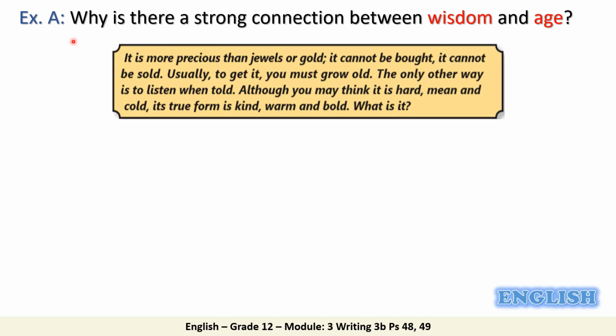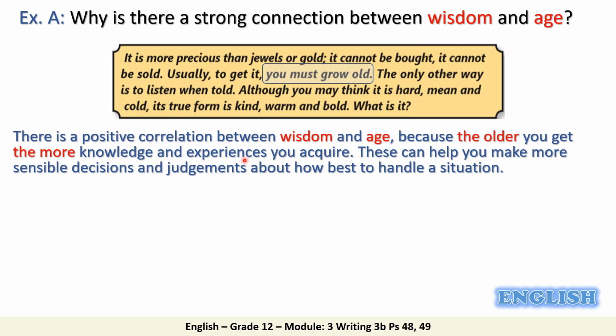You have another question right here in exercise A. Why is there a strong connection between wisdom and age? In other words, why does the writer say you must grow old right here in order to become wise? You can pause here, think of an answer, and then let's take this model and discuss it.